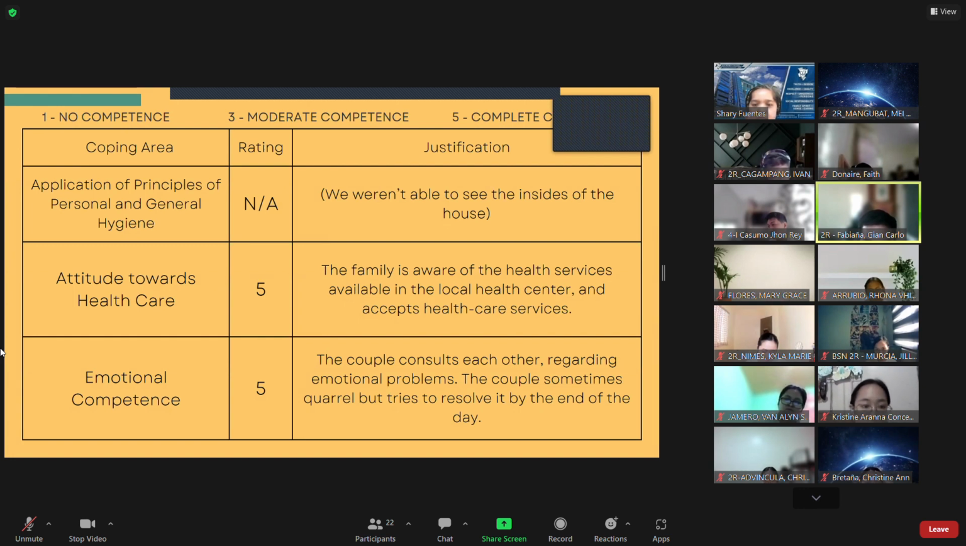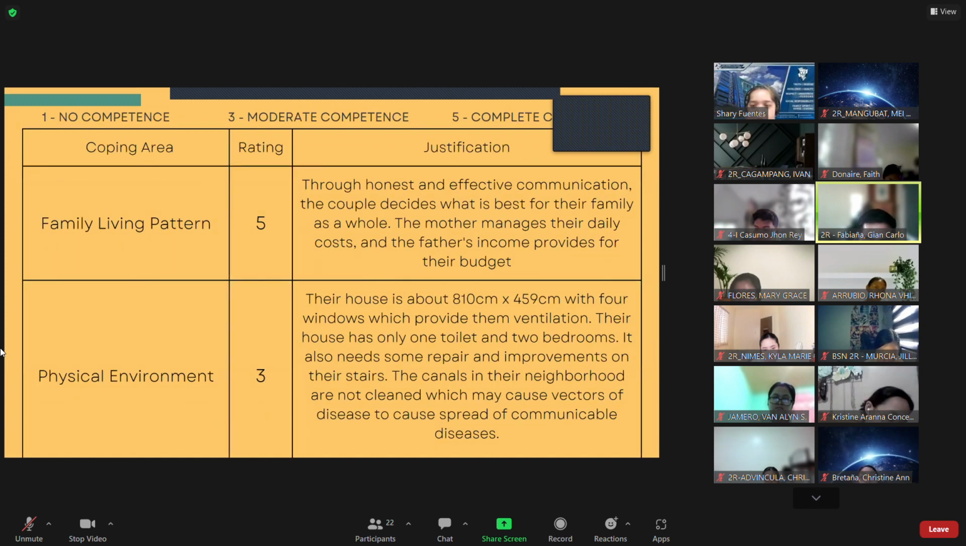Next is the emotional competence. We rated it 5 as well because the family consults each other regarding emotional problems. However, the couple sometimes quarrel, but tries to resolve it by the end of the day. Now, for the family living pattern, we also rated it 5, complete competence. Through honest and effective communication, the couple decides what is best for their family as a whole. The mother manages their daily costs, and the father's income provides for their budget.